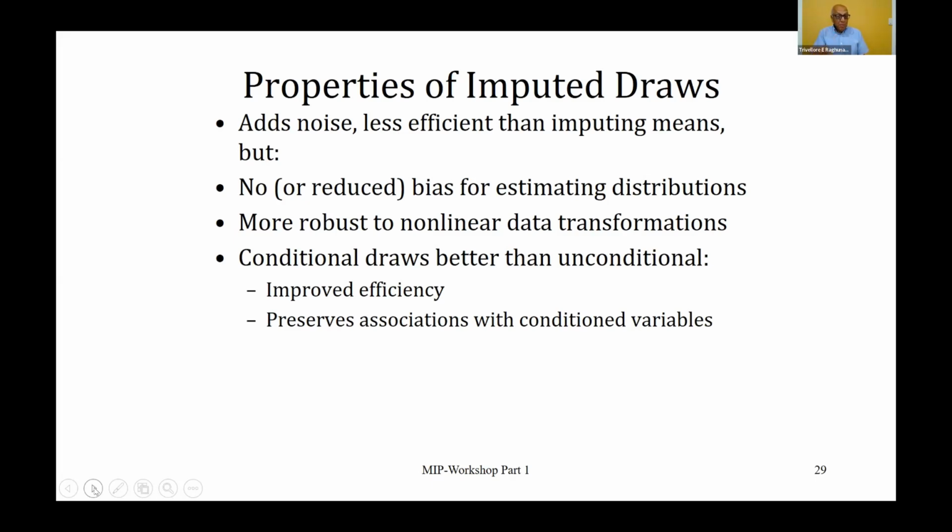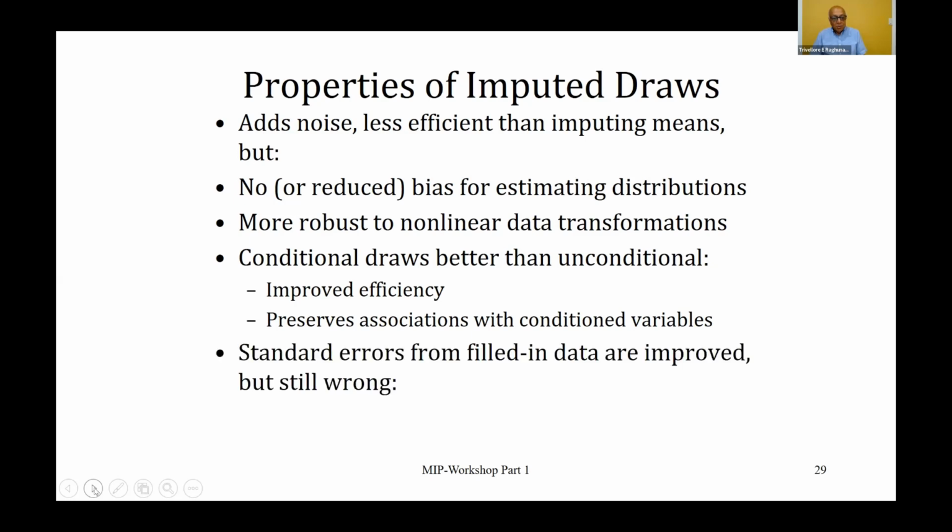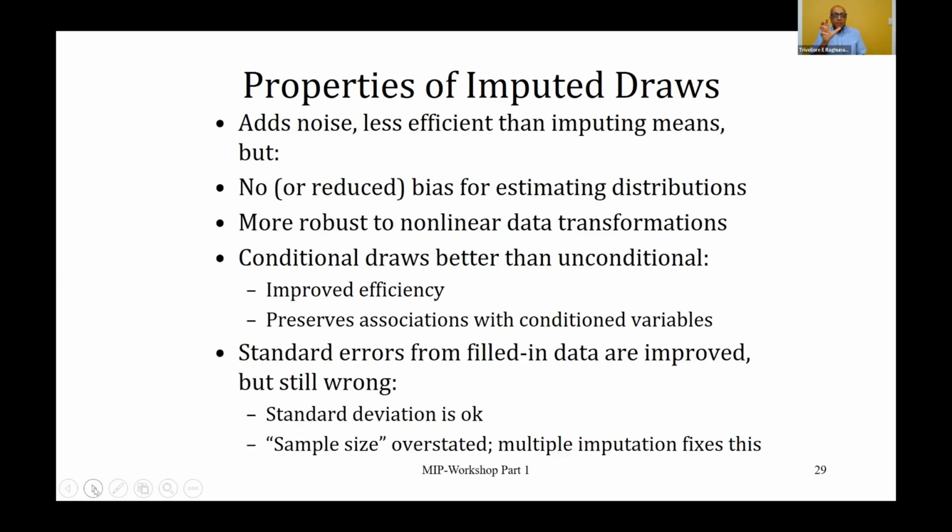So it's very important that you do the analysis properly, in the sense that you make sure the model fits the data well when you are doing the imputation. So conditional draws is better than unconditional, and it improves the efficiency. It preserves the association with the condition variable. You want to make sure the standard deviations are okay, but the one problem we need to solve next is that the sample size is overstated, and that's where multiple imputation will fix this problem.